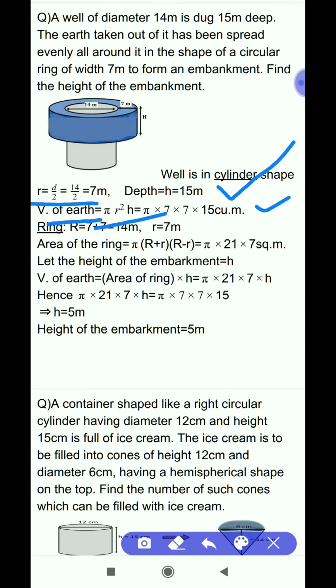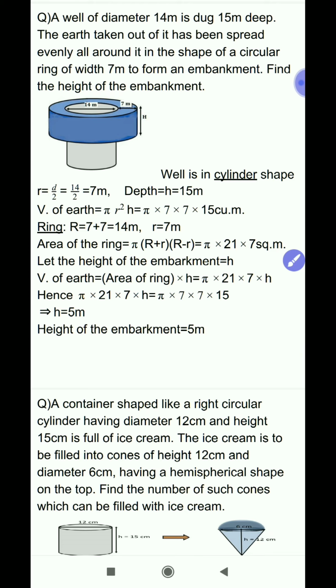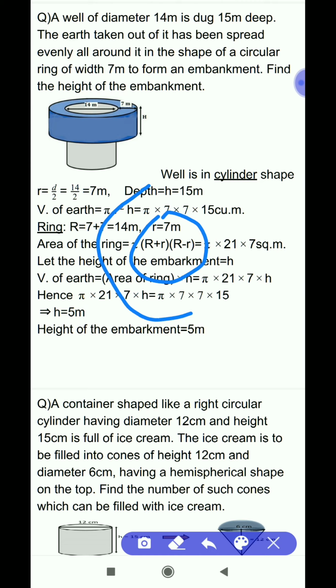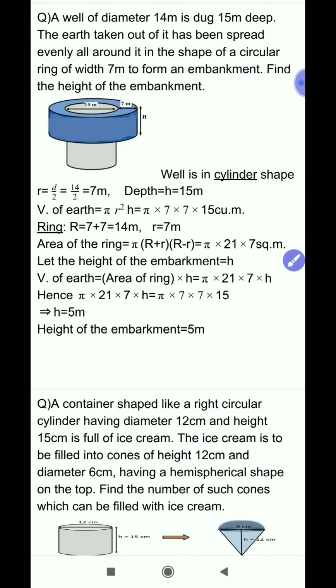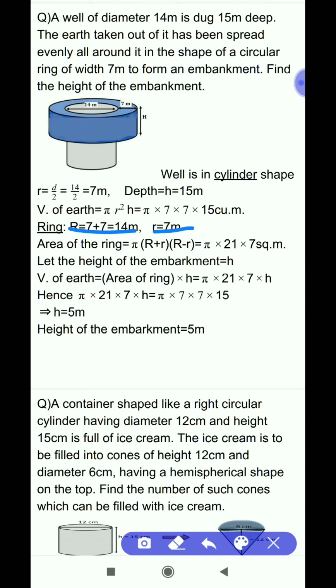Now come to the ring. Observe the figure carefully, and it is the ring. In the question, it is given as 14. So its radius is 7 and width of the ring is given as 7. So big R is 7 plus 7, that is 14, and small r is 7. Here it is given big R is 14 and small r is 7.